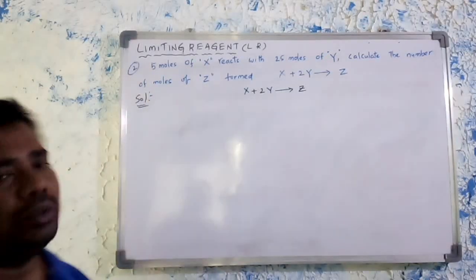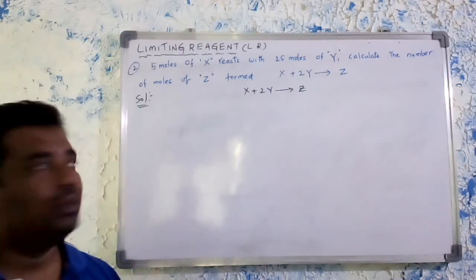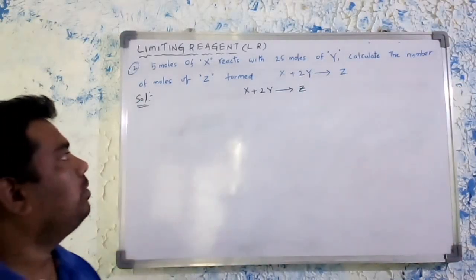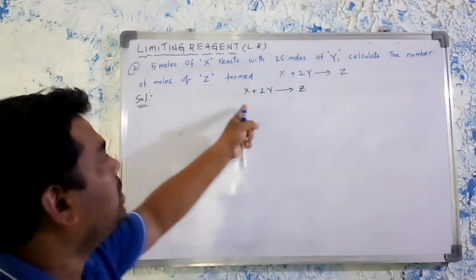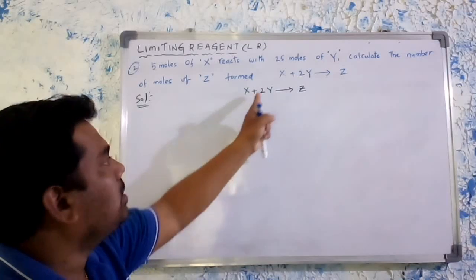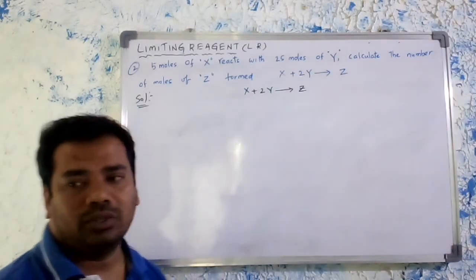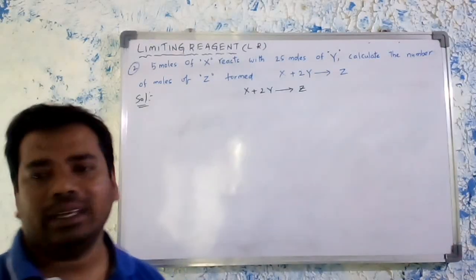Five moles of X reacts with 25 moles of Y. Calculate the number of moles of Z formed in the given equation. So here first of all we will write the equation that has been given: X plus 2Y gives rise to Z. So X plus 2Y combines to form Z as a product.